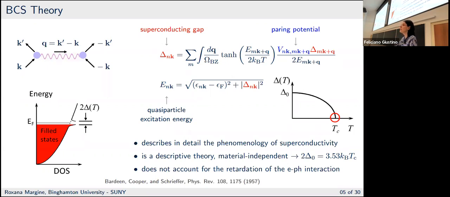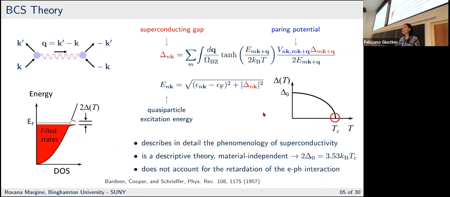So BCS, as I said, describes in detail the phenomenology of superconductivity, but it remains still a descriptive theory. In other words, it's material independent, and it gives this general equation for all superconductors: that the ratio of the gap at 0 Kelvin to the critical temperature, 2Δ0 over kB Tc, is 3.53.